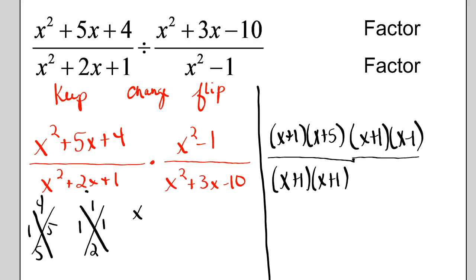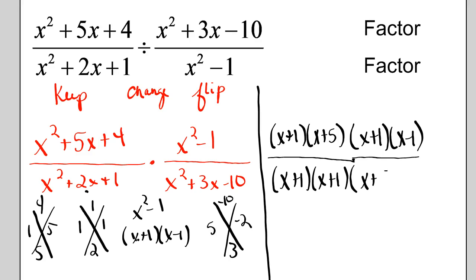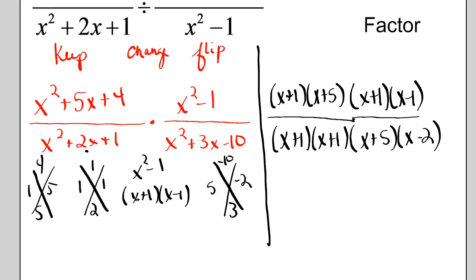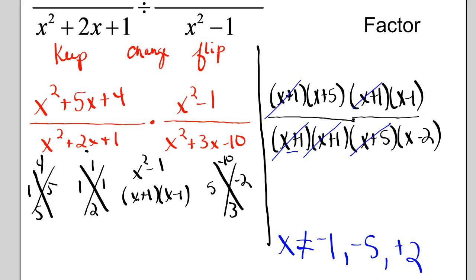And then two numbers that multiply to -10 that add to +3. Isn't that going to be a 5 and a -2? So x plus 5, x minus 2. So now, super easy to talk restrictions. Look at everything in the denominator. X may never equal -1, another -1, -5, or +2. And now we cancel exact matches. X plus 1 divides out, x plus 1 divides out, x plus 5 divides out. My fraction reduces to x minus 1 over x minus 2. That's my final answer. Okay, next.